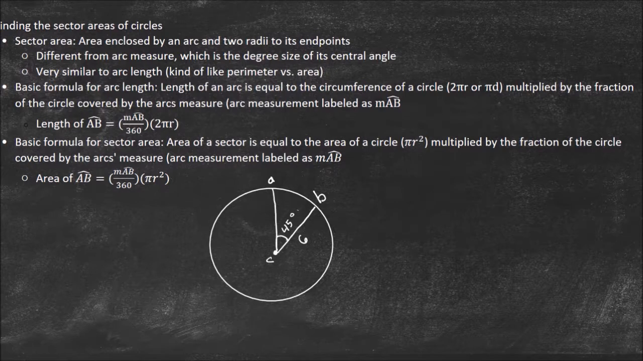So it is very similar to arc length. It's kind of like the idea of perimeter versus area. When we were doing arc length, we were finding the length of this arc, which is kind of like the perimeter of the arc, whereas now we want the area of the arc. So the formulas are really similar. Remember that the length of arc AB was the measure of angle AB divided by 360 times 2 pi r, where we had this formula because that was the circumference.